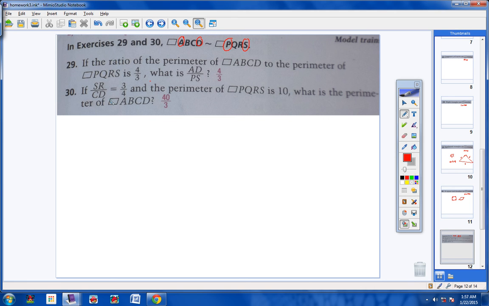Number 30, SR over CD equals 3/4, and the perimeter of PQRS is 10. What is the perimeter of ABCD? Alright, let's be really careful here. First of all, now it would be best to go ahead and get a picture of our two figures. So real quick, A, B, C, D.